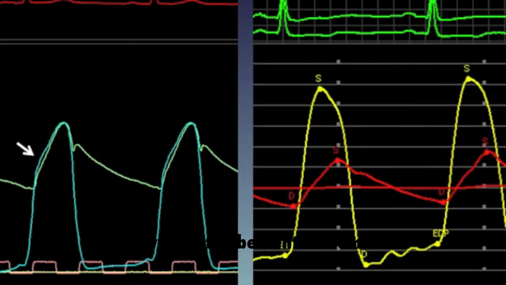Contrast this tracing to that in a patient with aortic stenosis. We now see the LV pressure in yellow and the aortic pressure in red, measured with a dual lumen pigtail fluid-filled catheter. There's a slight delay in the LV pressure, and we know this because the upstroke of aortic pressure looks to come a very short couple of milliseconds before it crosses the LV.